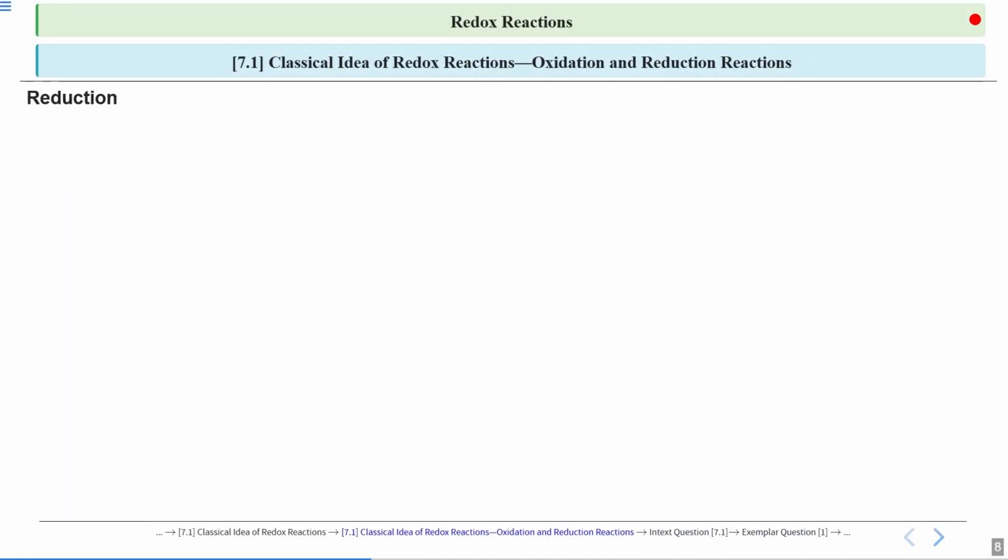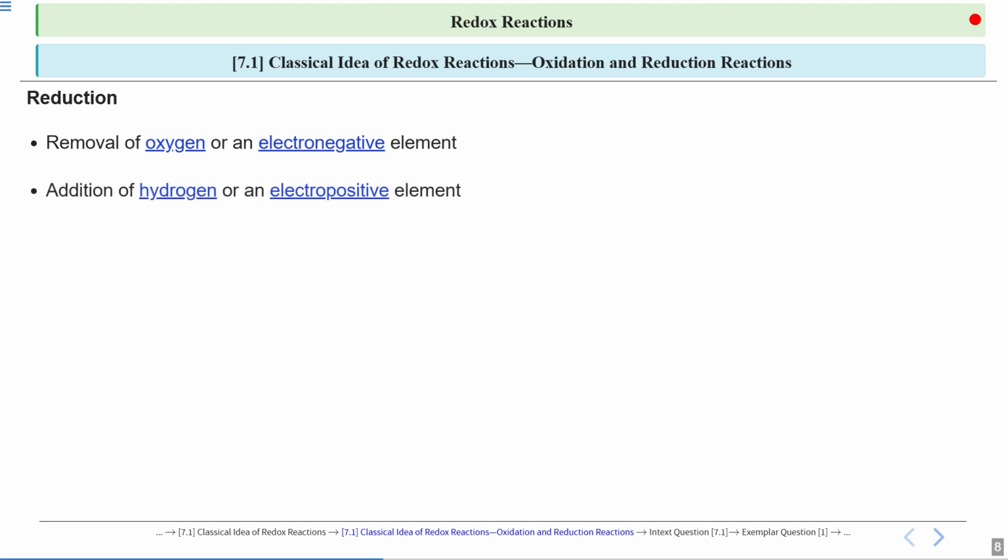So now let's move on to the reduction reaction. What is reduction? How does it happen? The reduction reactions are the reactions in which the removal of oxygen or the removal of an electronegative element takes place in a chemical reaction, while the addition of hydrogen or an electropositive element also leads to reduction.